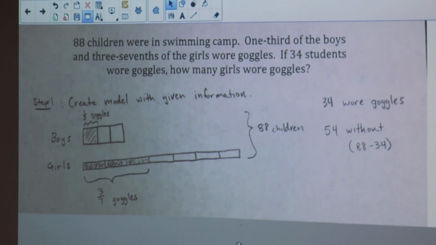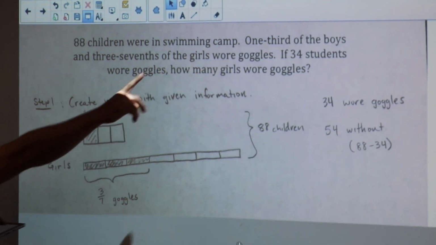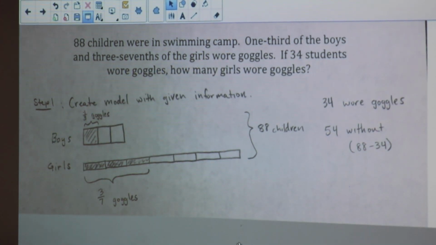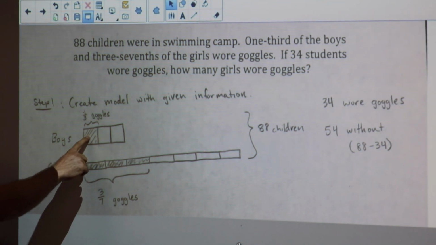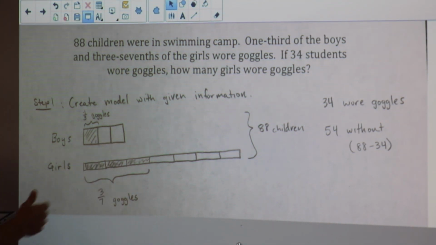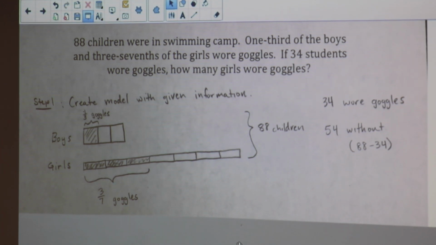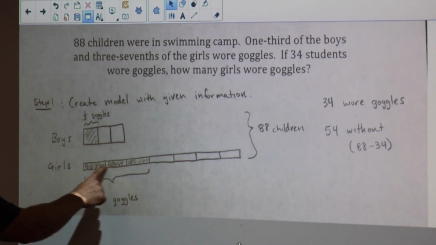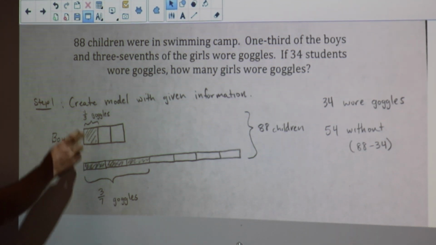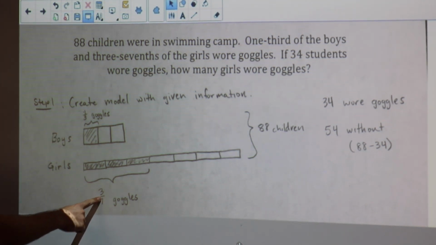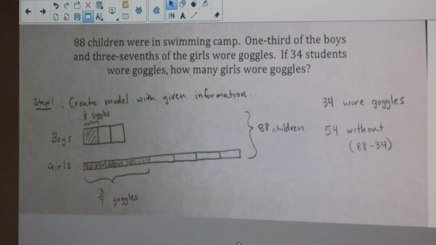1/3 of the boys wore goggles. So here I have the boys labeled, and in my picture, I have 1/3 of the boys wearing goggles, okay? The other piece of information says that 3/7 of the girls wore goggles. So 3 out of the 7 wore goggles. And I even put the fractions there so that we can see that this is 3/7 and this is 1/3.